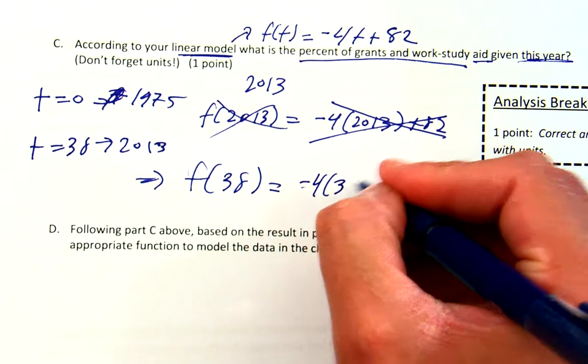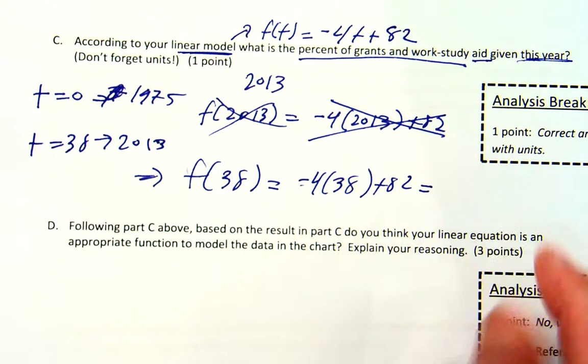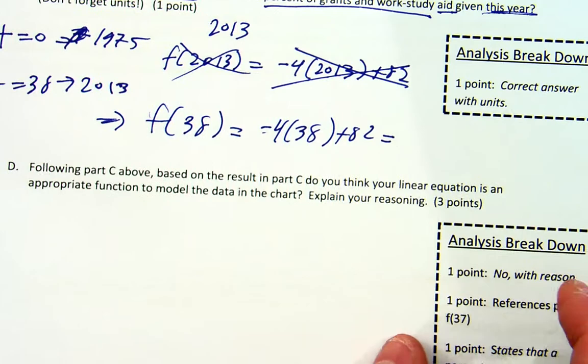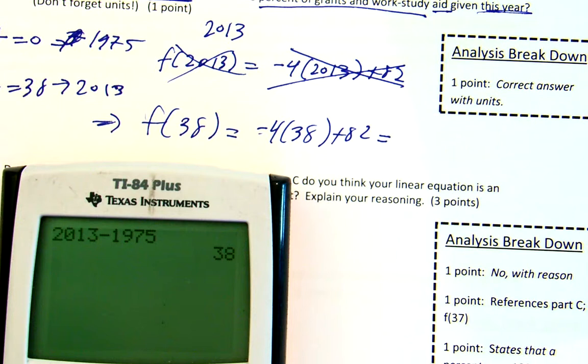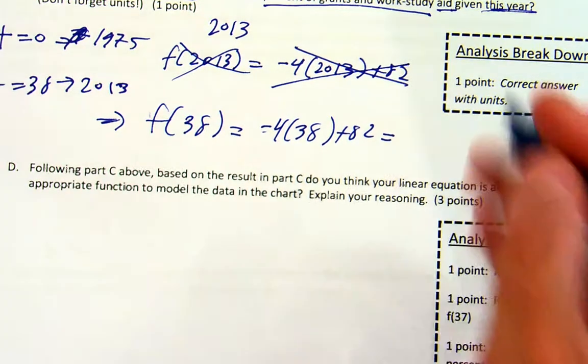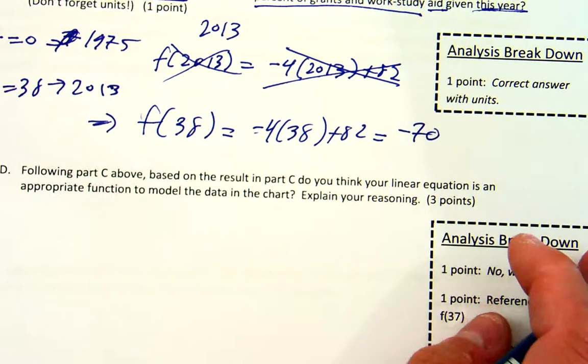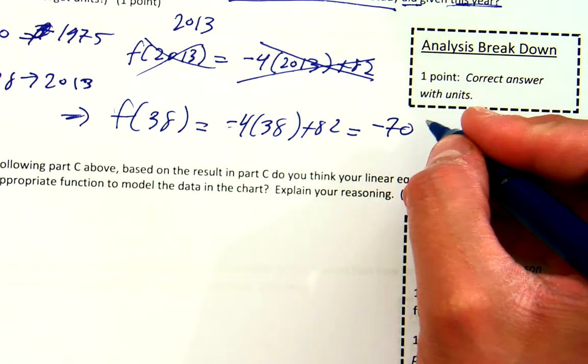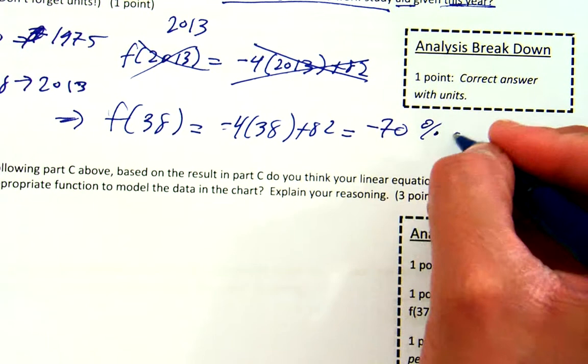Negative 4 times 38 plus 82, which, what does this yield? What does yield mean? It's negative 152 plus 82. Negative, what is it? 152 plus 82. Negative 70? Yes. Alright. Negative 70 what? Percent of grants and work study.